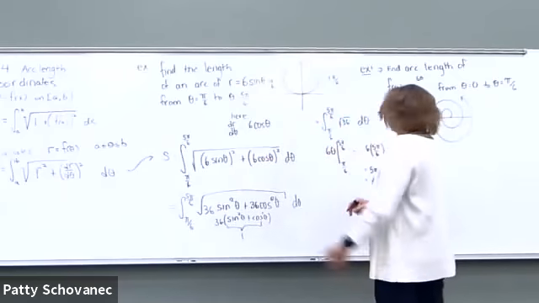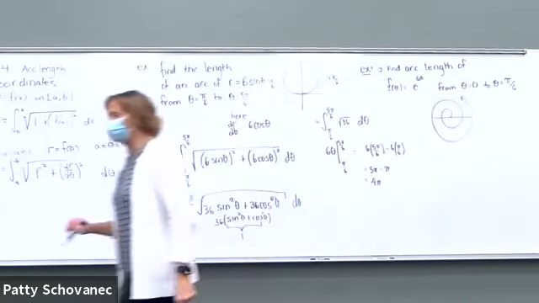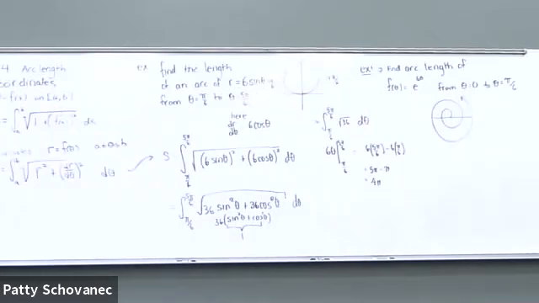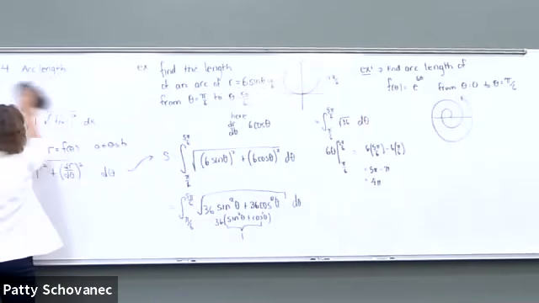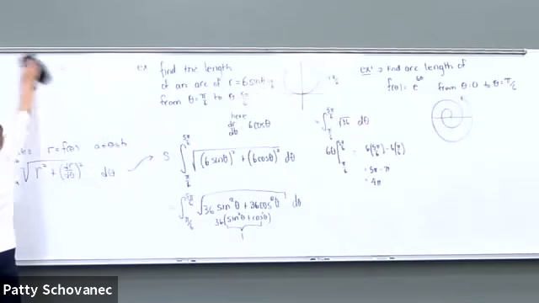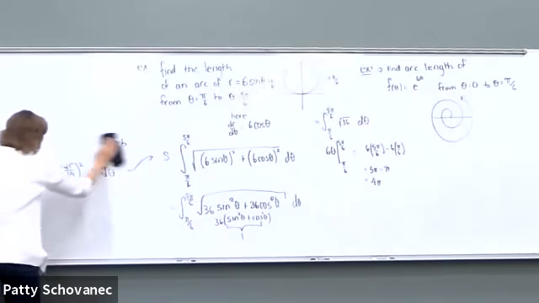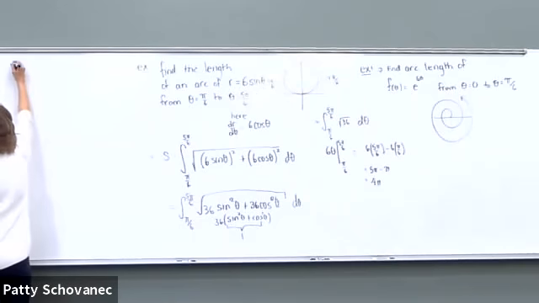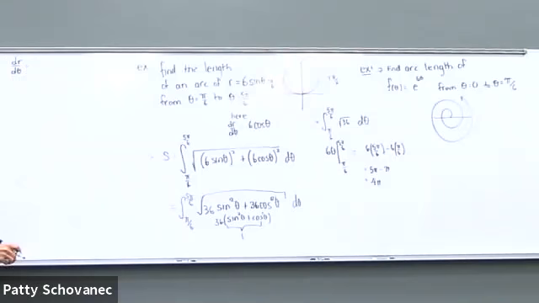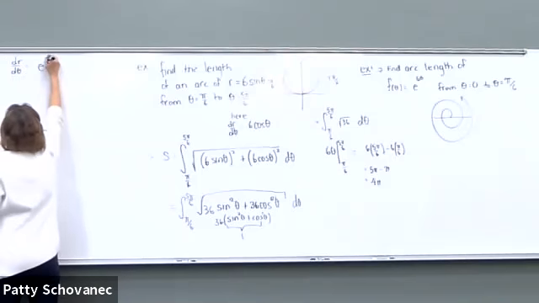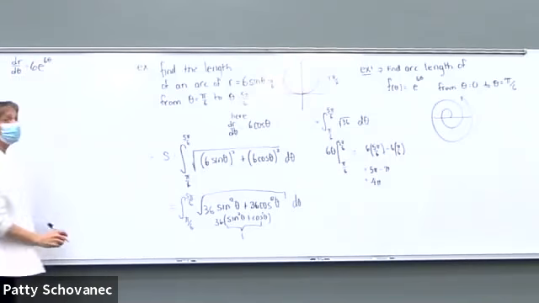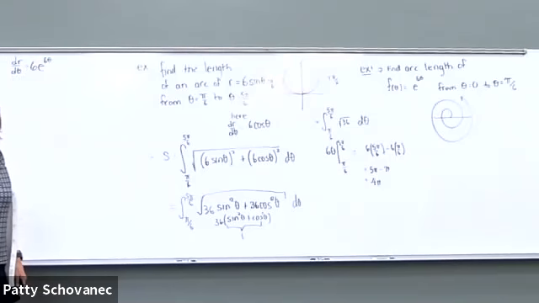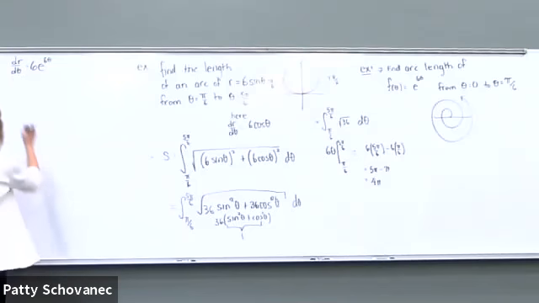Okay, so let's apply the formula to this thing. Let me rub off some of this stuff and apply the formula. So our formula, we need an r and a dr d theta. So in this case, dr d theta is the derivative of e to the 6 theta. So you get itself times the derivative of the exponent. So I get an extra factor of 6 right there. Now we plug it into the formula.